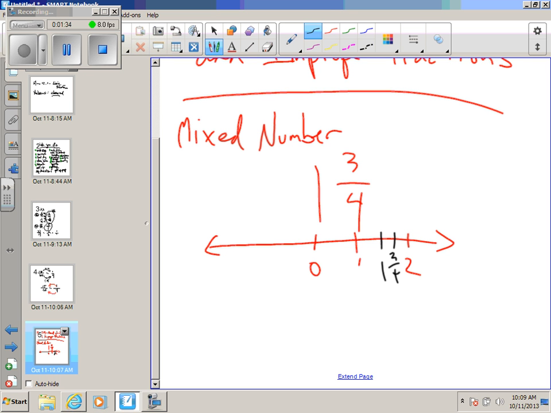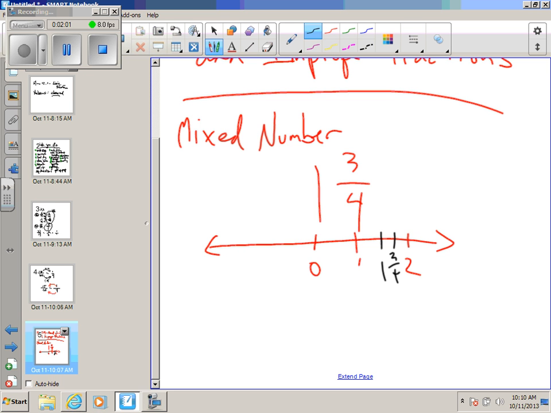How do I know that 1 and 3/4 is closer to 2 than it is to 1? What's the benchmark that you're using for your fraction? You say 2 over 4. What is 2 over 4? Half. So if it's more than half, you say 3/4 is more than half, right? So it would be closer to the 2.